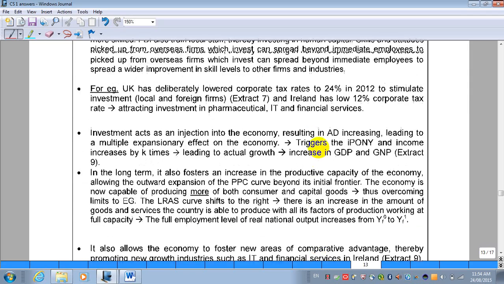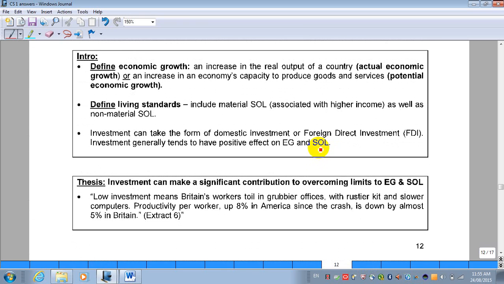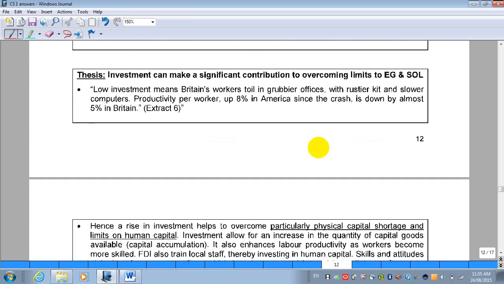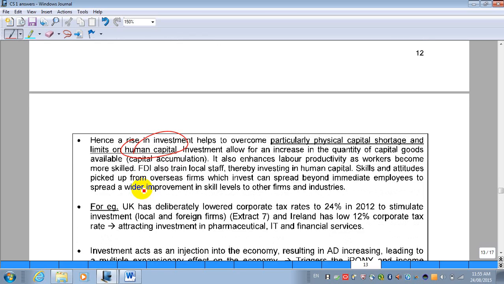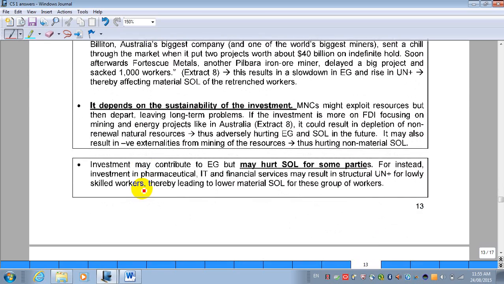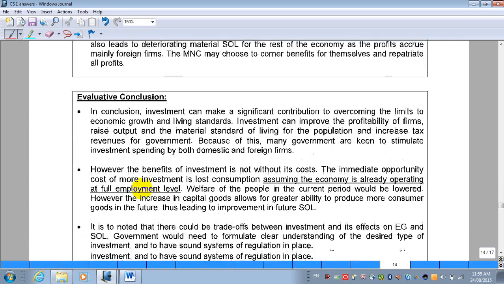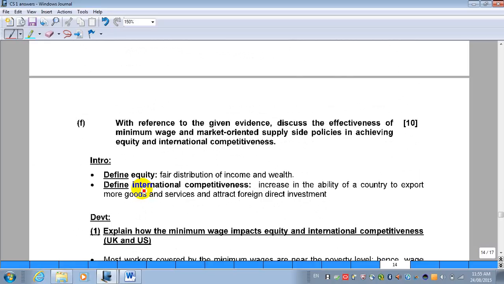Now, try not to look at investments as a rise in human capital. I don't think that is a very accurate way to look at it. In terms of investments, just focus on the increase in spending on capital goods. Don't focus on the human capital. I don't want to go through this question, so I'll just go through part F. Now, part F is an important question.